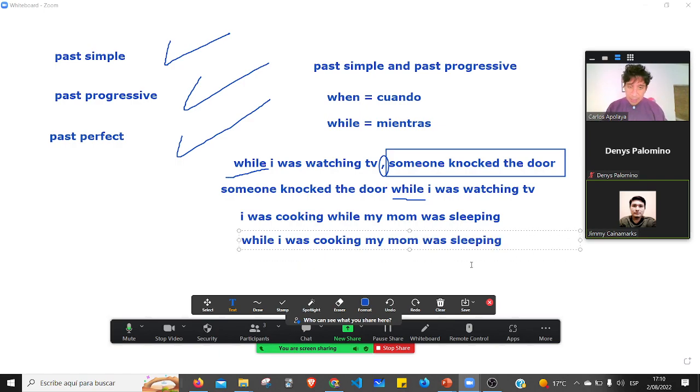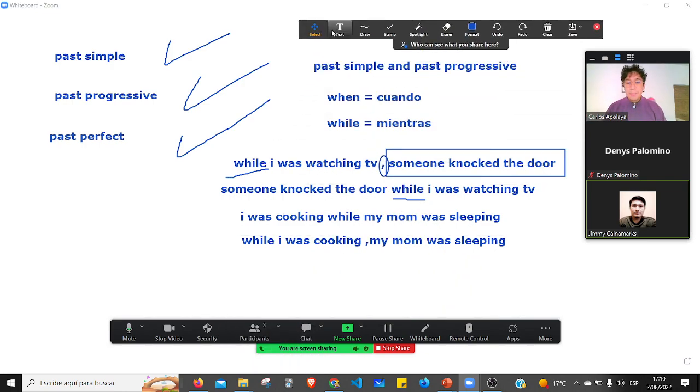Is that okay? No. We need to use a comma. Pretty good. Okay? Look at this. "While I was watching TV, someone knocked the door." Or "Someone knocked the door while I was watching TV." Easy peasy. But now, the question.